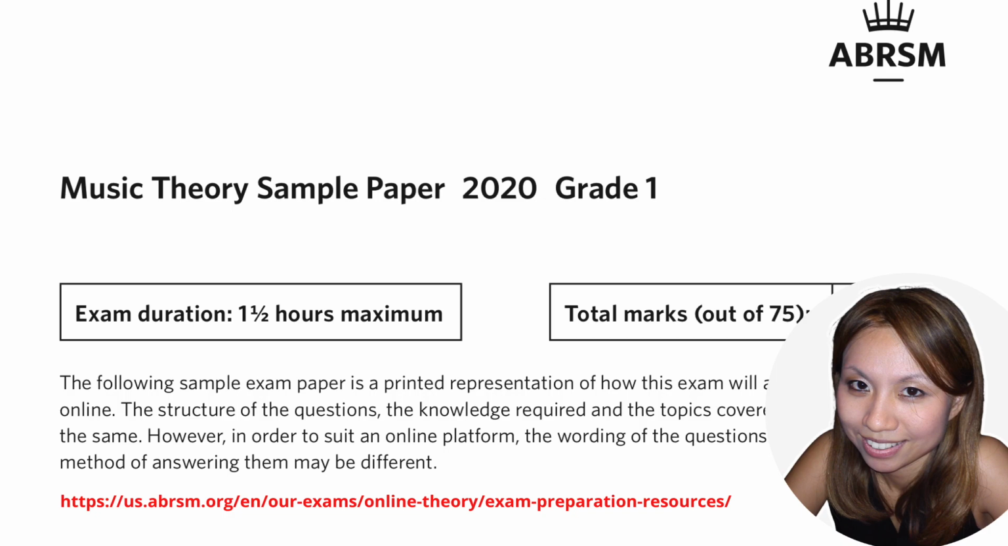Instead of being out of 100 marks, the digital exam is out of 75 marks, with 50 being the passing line. A score of 60 or above will be a merit, and 65 or above will be a distinction. You can find sample grade 1 to 5 exams on the ABRSM site. I have also posted the link in the description below so you can download a copy for practice.